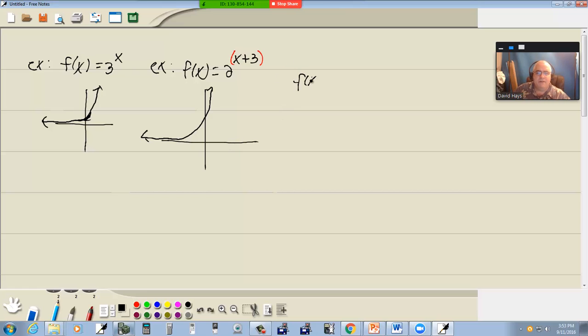Now one more graph, and that's where we have e to a power. Well, e is just a number. It's kind of like pi. And how you get e on your calculator is you'll do second and then natural log. Other than that, you probably will type as you see it.